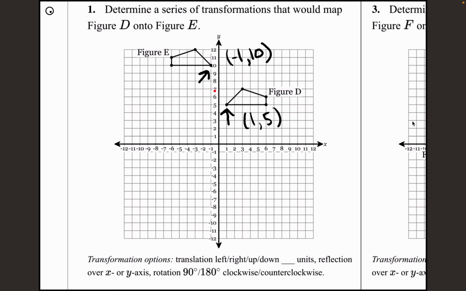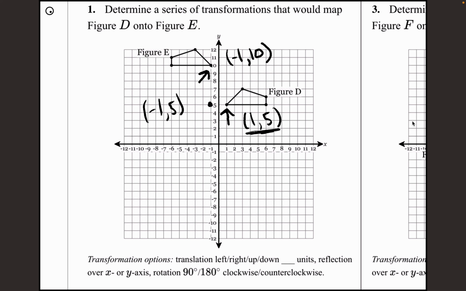Anyone have an idea of maybe what we can start with? Yeah, let's reflect over the y-axis. So I'm going to stick with these coordinates that I have right here. So I have 1, 5. And when I reflect over the y-axis, what changes? My x changes. So what will my new coordinates be? Yeah, when I reflect over the y-axis, all that changes is my x. So we're going to get the new coordinates of negative 1, 5, and that's this point right here.